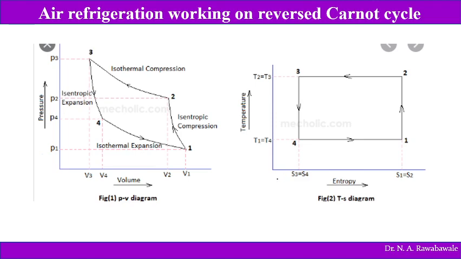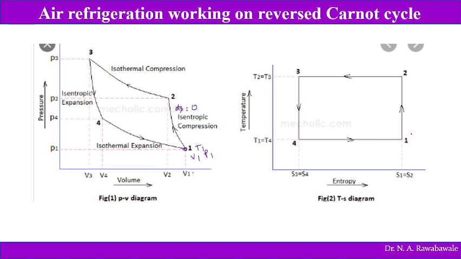So now here we see air refrigeration working on Carnot cycle. Let us consider the air taken at state 1, which is having temperature T1, volume V1 and pressure P1. So this air is compressed isentropically, that is nothing but adiabatically. So there is no transfer of heat energy, that is change in entropy is 0. So the isentropic compression process is shown here on PV diagram.